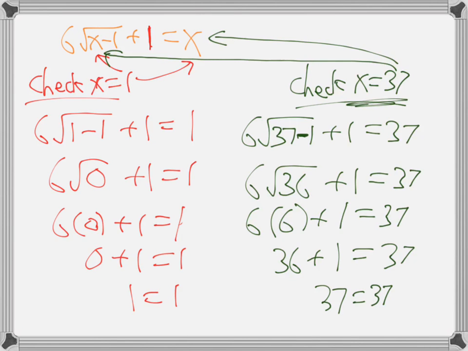They're both good. So what do you do? You just type in both answers with a comma. 1 comma 37 is the answer. Both are good. Don't need parentheses or anything. Either order. Just put them both in with a comma.